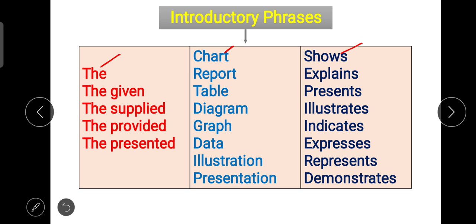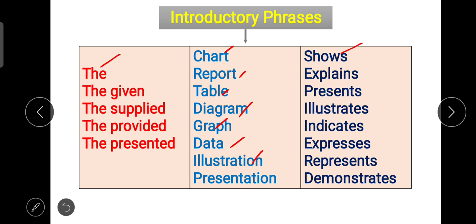If it's a chart, then we can say the chart shows. If it's a report, then the report shows. If it is in the table form, then the table shows. If the data is given in diagram form, then the diagram shows. If it is in the graph form, bar graph or line graph, then the graph shows. The data shows. The illustration shows. Illustration and presentation can be used for any form of the data.